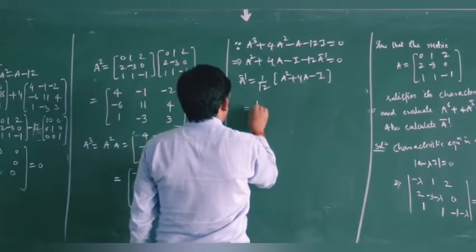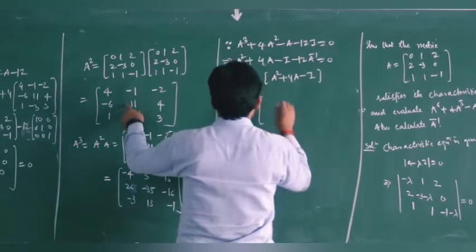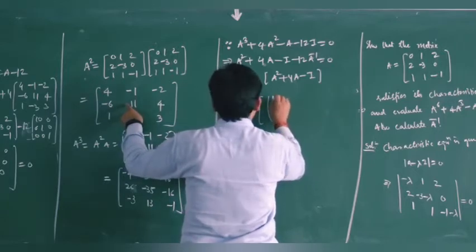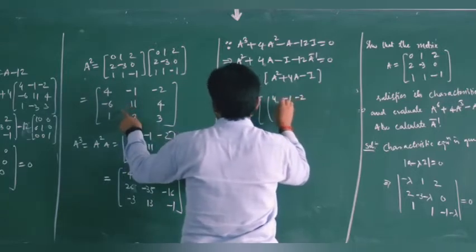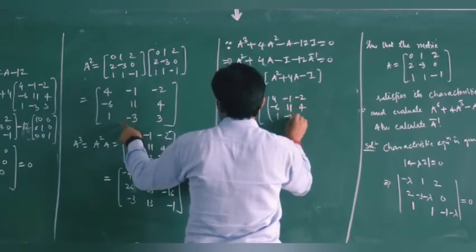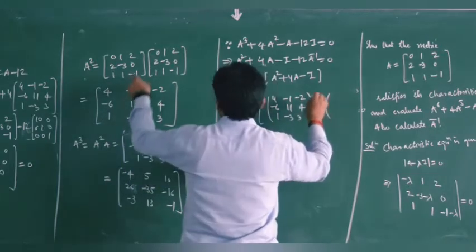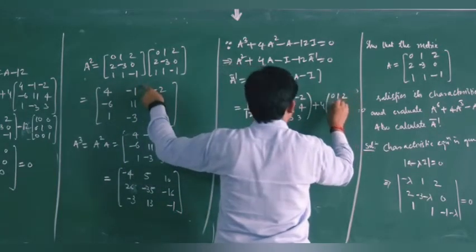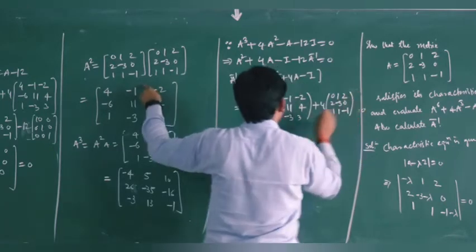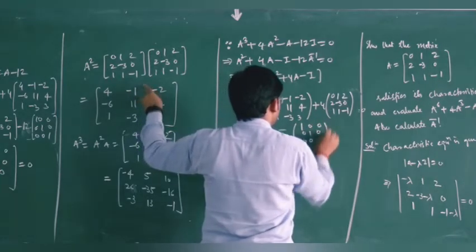So this is equal to 1 by 12, then A square. Your A square is 4, minus 1, minus 2, minus 6, 11, 4, 1, minus 3, 3. Then we have 4 times A. Your A is 0, 1, 2, 2, minus 3, 0, 1, 1, minus 1. Then identity matrix 1 0 0, 0 1 0, 0 0 1.